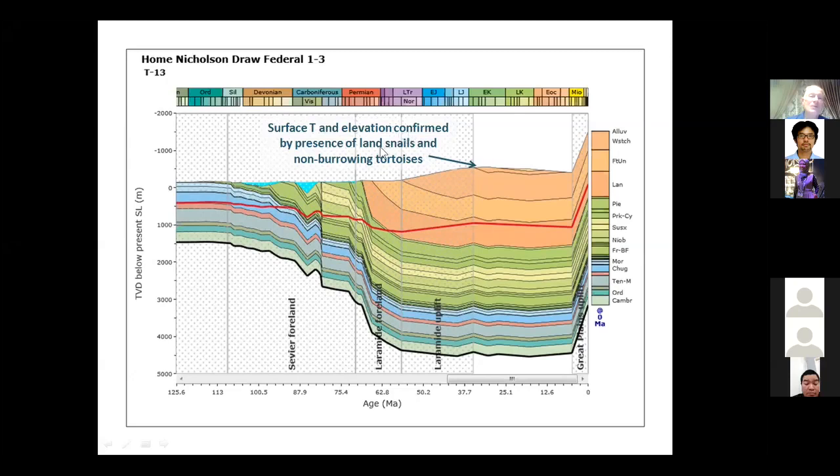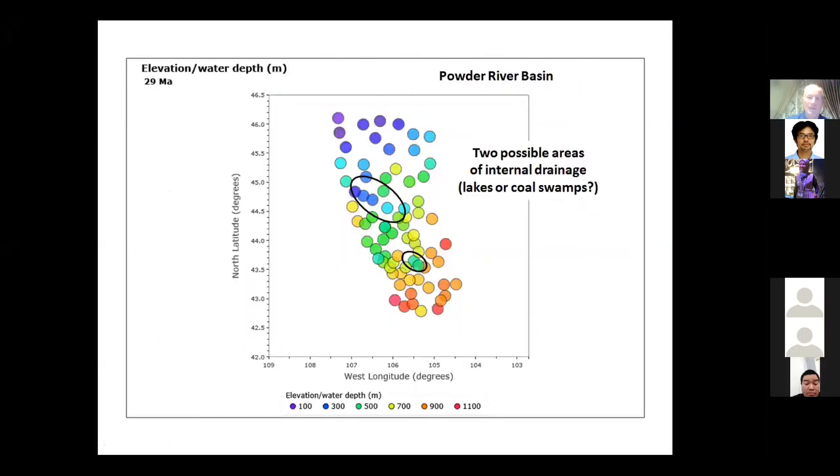What we did was using data on macrofauna, the presence of land snails of certain types, and non-burrowing tortoises. That means they don't dig a hole in the ground and sleep during the winter. They're active during the winter, which puts a limit on the temperature. They can't be very cold. So that tells us that at this time, this was not high. Otherwise, it would have been too cold for these tortoises. A tortoise is like a land turtle. And so that was what controlled our division of the uplift into a weak Laramide and a strong Great Plains uplift. That little bit of data about the tortoises.